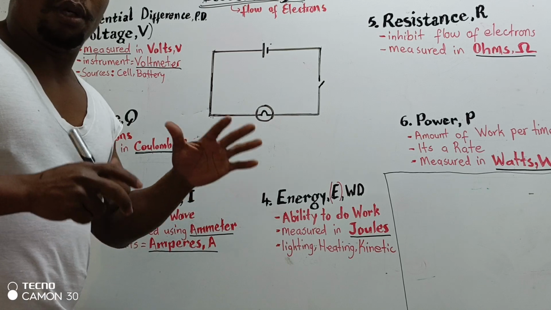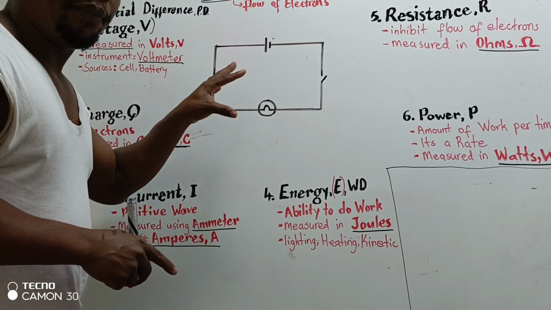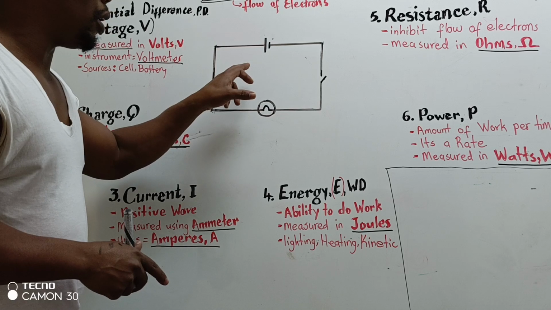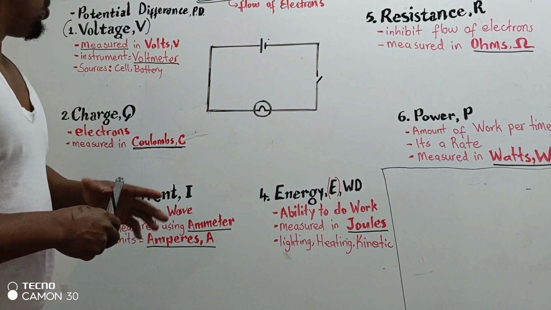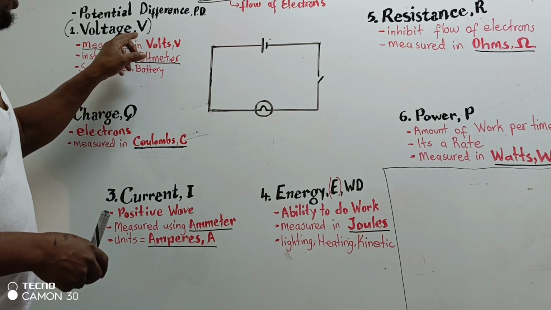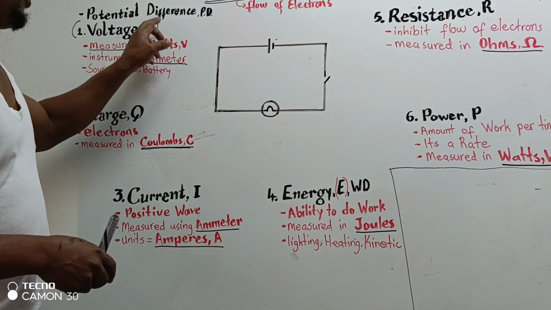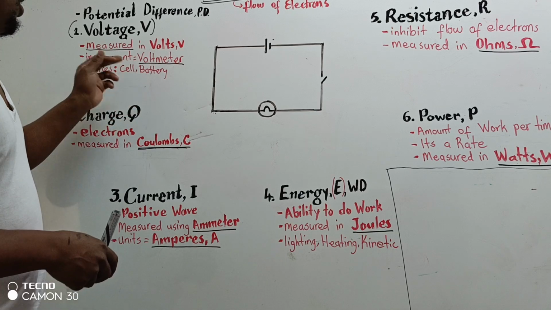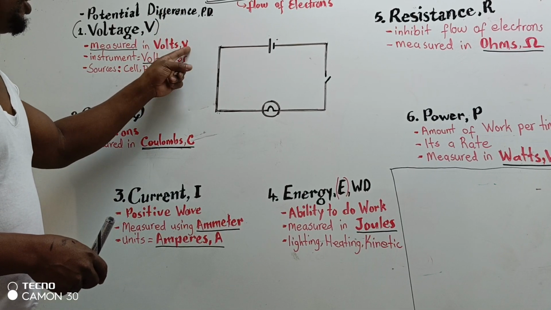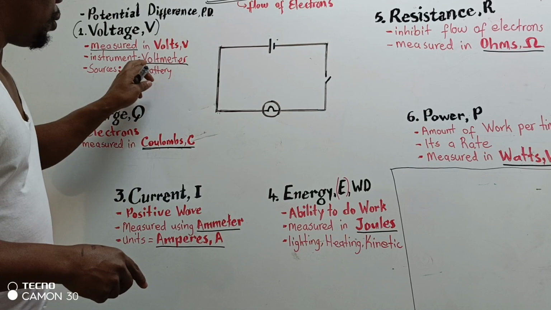So in electricity, before there is any current, there must first be a potential difference. It is the alpha of electricity. The other name is voltage, abbreviated as V. Potential difference is abbreviated as PD. It is measured in volts, abbreviation small v. It is measured with an instrument called a voltmeter.